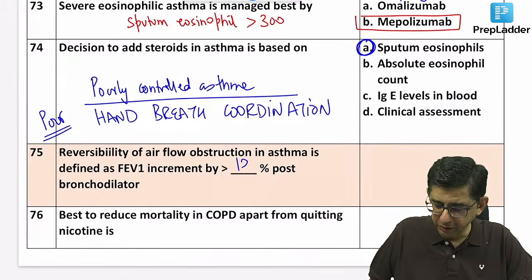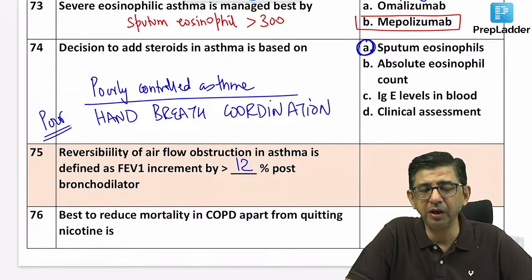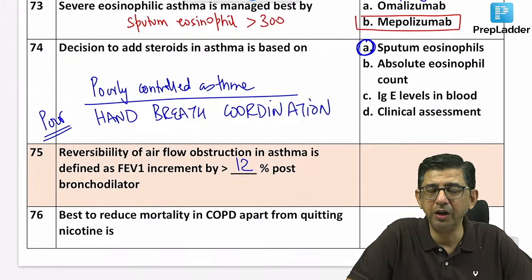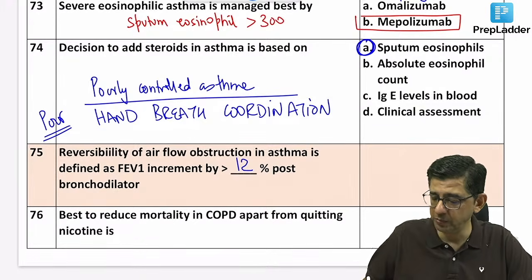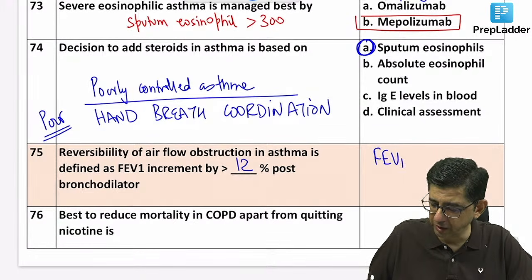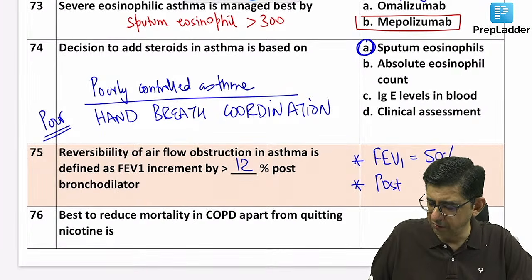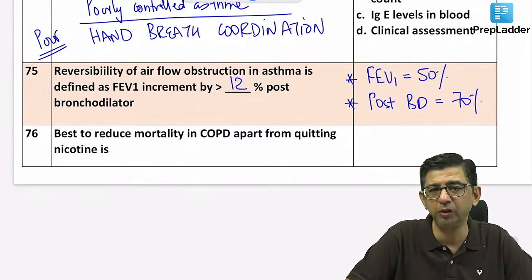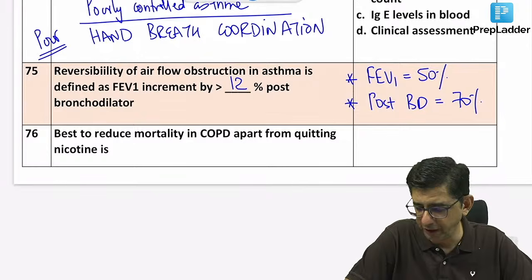75 is a one-liner question that has come in the exam multiple times, so I do not need to ask you this. He's asked what is the definition of reversibility. The FEV1 should increase by how much percentage to say it is bronchial asthma. Before I started my patient on a bronchodilator, the person had an FEV1 of 50%, and suppose it increases to 70% on giving a bronchodilator, then the increment is more than 12%, so that is the diagnosis of bronchial asthma.